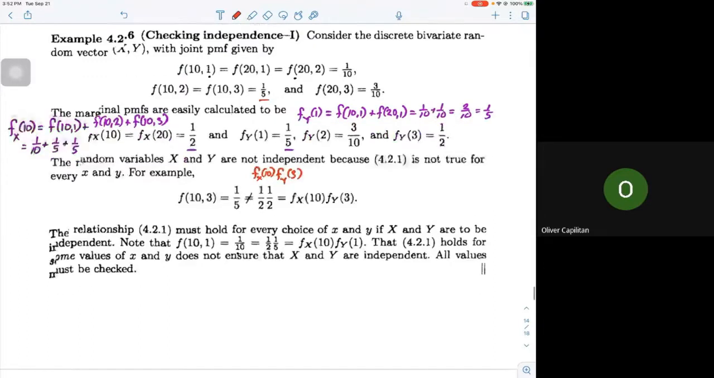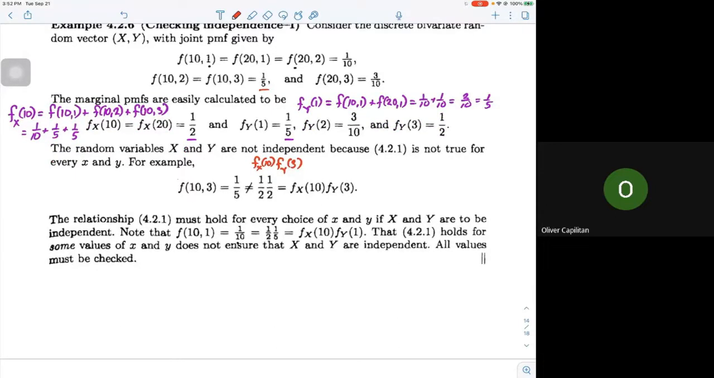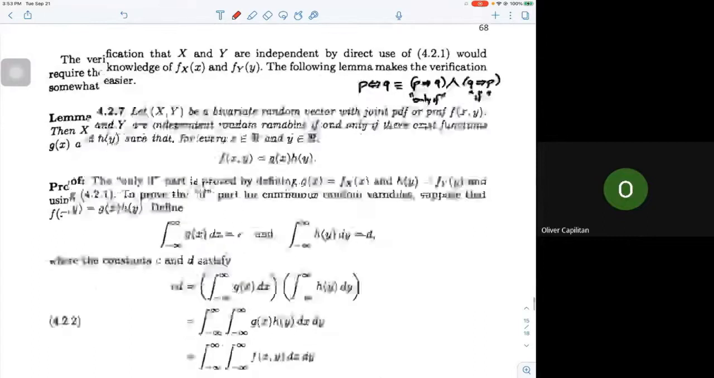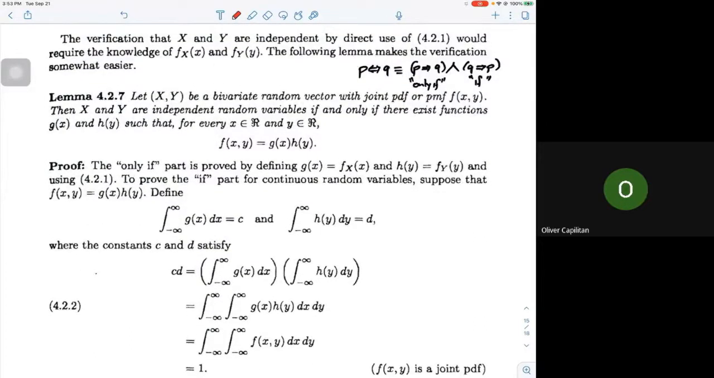Though we know that for some values of X and Y, the joint is equal to the product, such as when we take X equal to 10 and Y equal to 1, where we have shown that the joint is equal to the product of the marginals, it must be true for every X and Y. So verifying that X and Y are independent by direct use of equation 4.2.1 would require knowledge of the marginal distribution of X as well as the marginal distribution of Y.